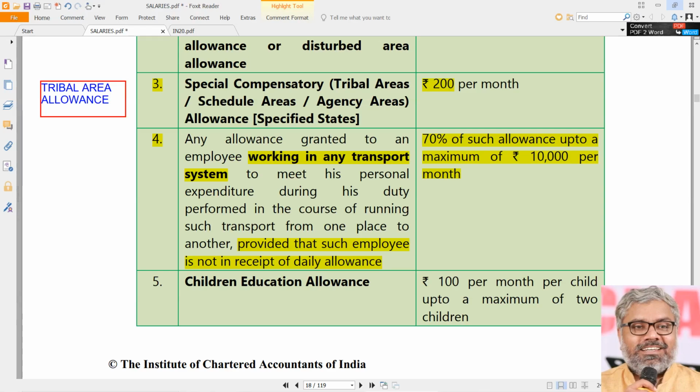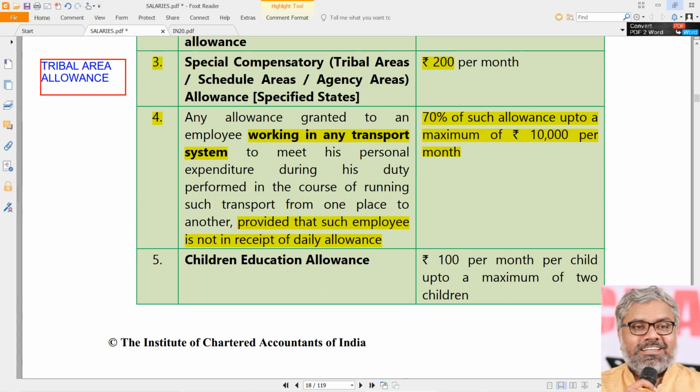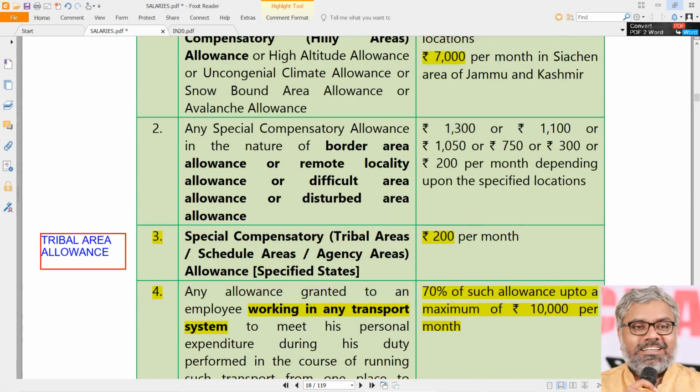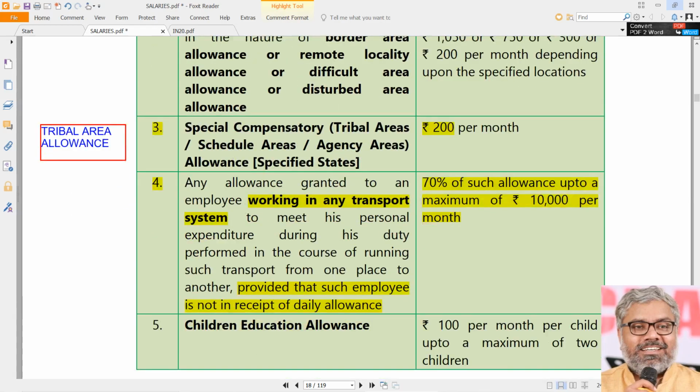To whom this is given, exemption is given only if the allowance was given to any person working in the transport system. We can call them transport employees simply for all this story. Transport employees receiving some allowance. If that is there, how much is the exemption? Exemption is 70% of such allowance up to a maximum of 10,000 rupees per month. You can look at the difference here suddenly. Normally we are talking 200 rupees like that, 750 rupees. Now suddenly 10,000 rupees per month exemption we are talking.